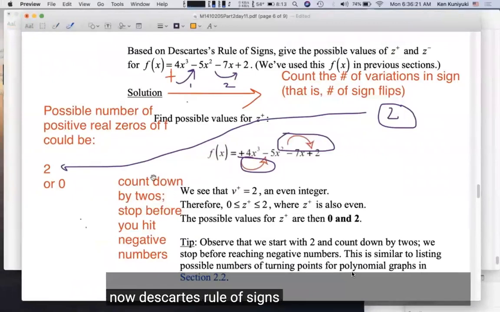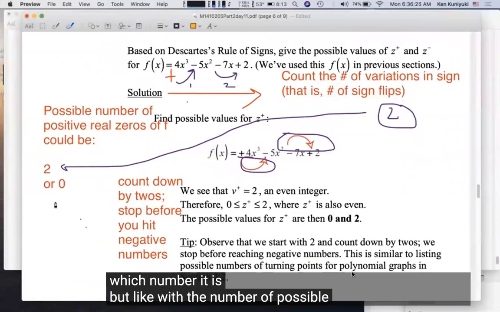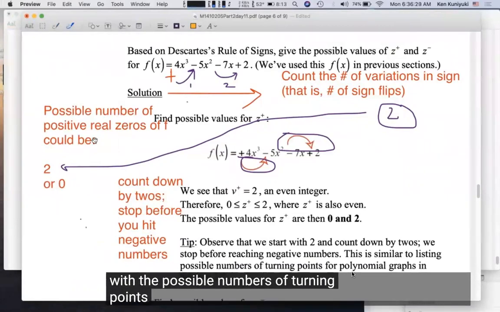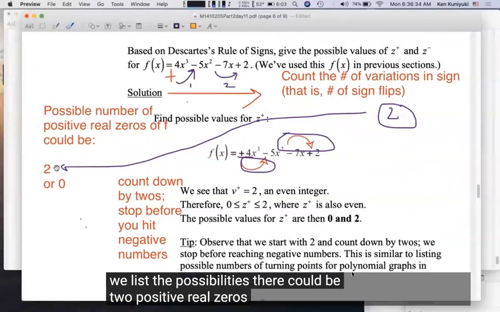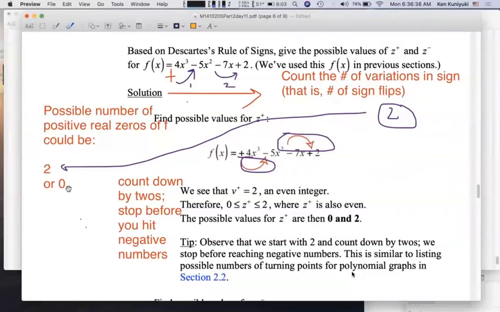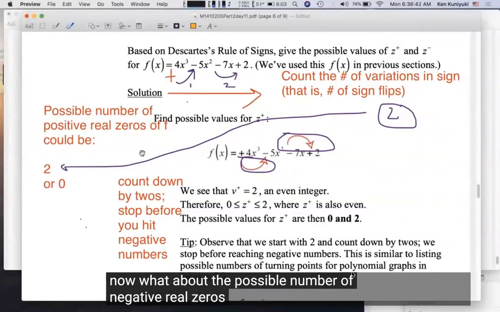Now, Descartes' rule of signs doesn't say which number it is, but like with the possible numbers of turning points, we list the possibilities. There could be 2 positive real zeros or no positive real zeros. Now, what about the possible number of negative real zeros?